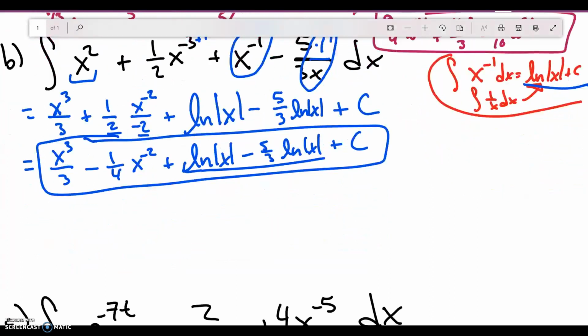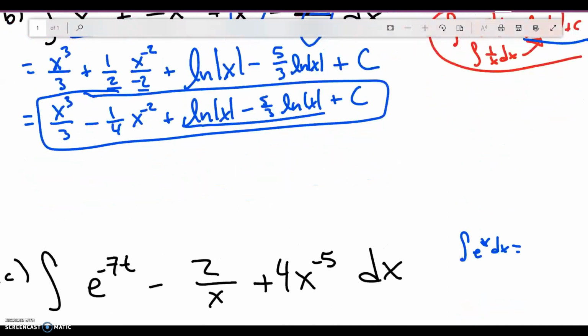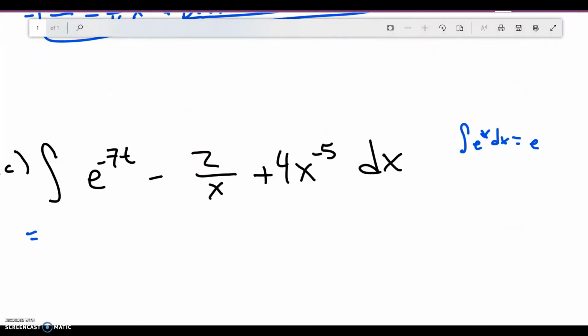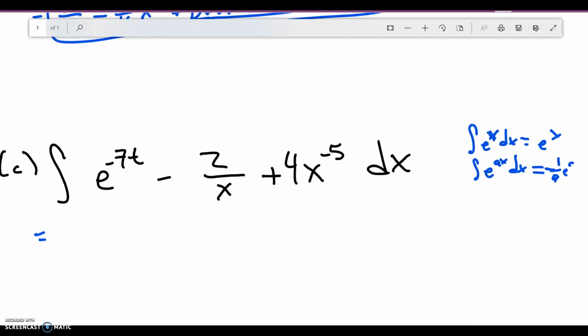All right, now for the last one, what we have is the integral of e to the -7t minus 2 over x plus 4 x to the -5. One thing to remember is that the antiderivative of e to the x dx is also equal to e to the x. And if you want to find the integral of e to the ax, so if you have a number right in front of the x, this is going to be 1 over a e to the ax.